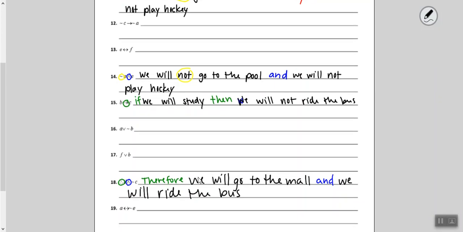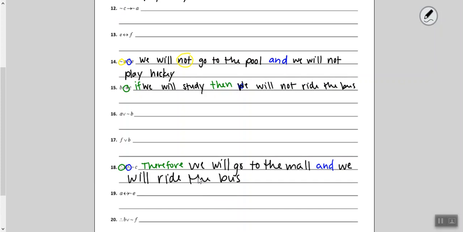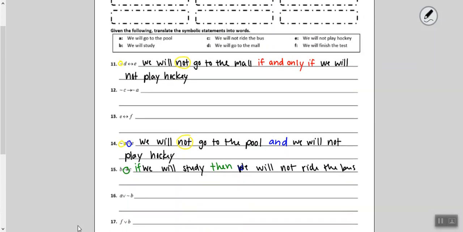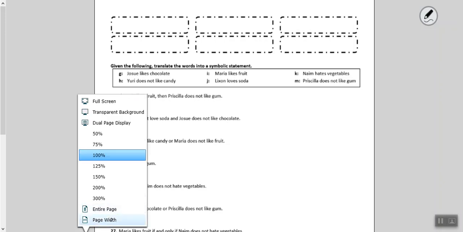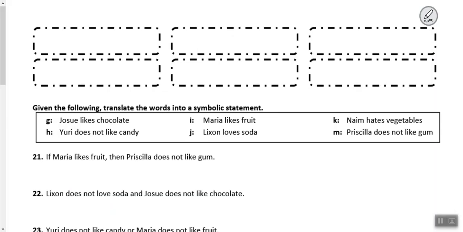Okay, so there's a few more for you to practice if you need more practice. Again, the answer key will be up on Schoology. Let's flip the page again. Okay, so now you can still fill in all of the symbols, looking back at your first page, so that way you have them on each page. Let me zoom in here. Now we are given the words, and we have to use the symbols.